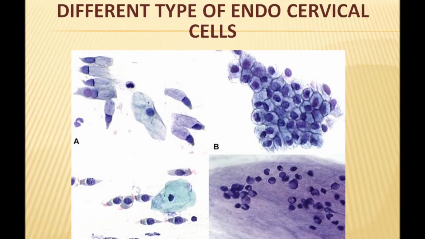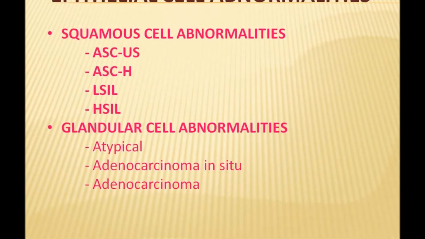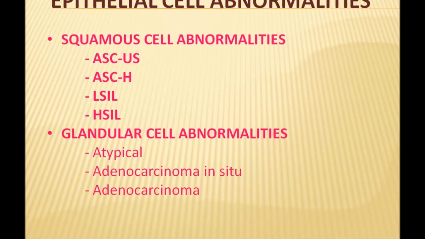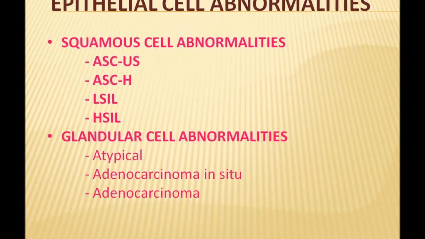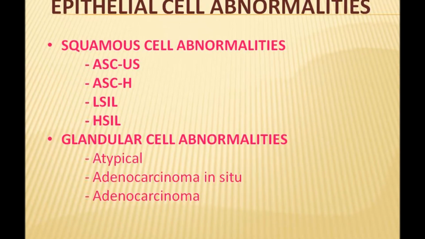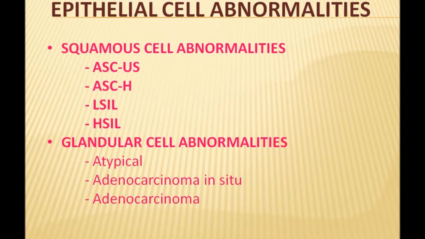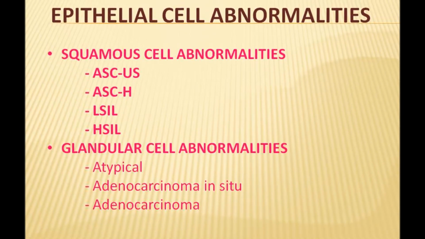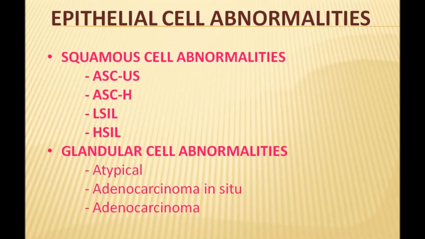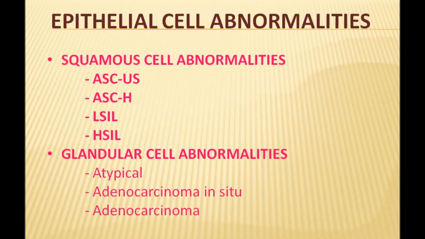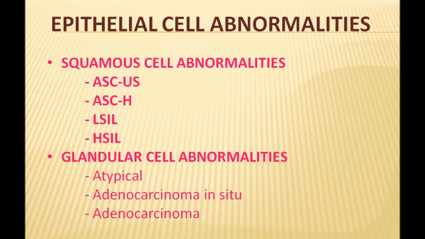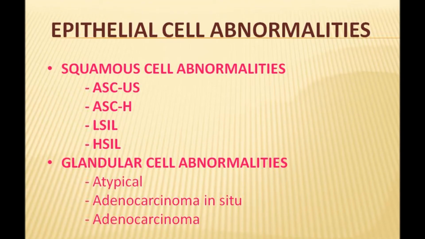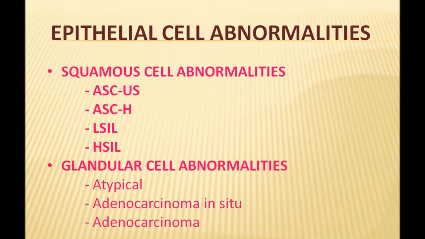If we find any abnormalities in epithelial cells, especially squamous cells, we write it as, first, atypical squamous cells of undetermined significance, or atypical squamous cells cannot exclude high-grade squamous intraepithelial lesion, or low-grade squamous intraepithelial lesion, or high-grade squamous intraepithelial lesion. When there is any abnormality in glandular cells, we write it as atypical, or adenocarcinoma in situ, or adenocarcinoma.